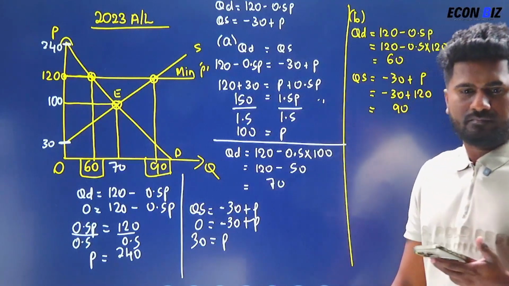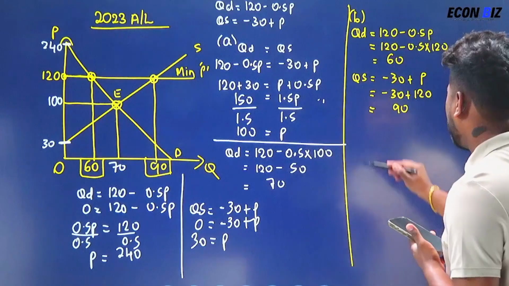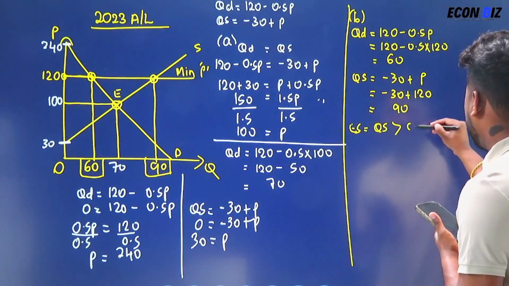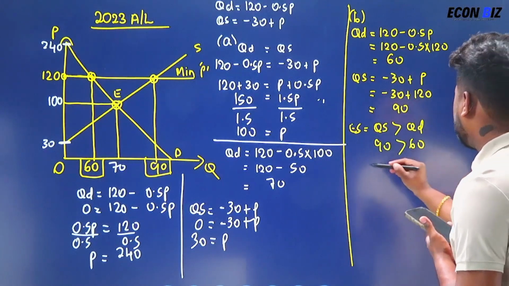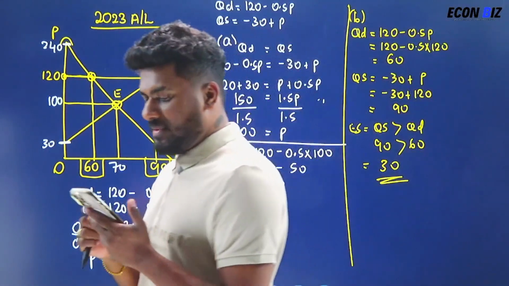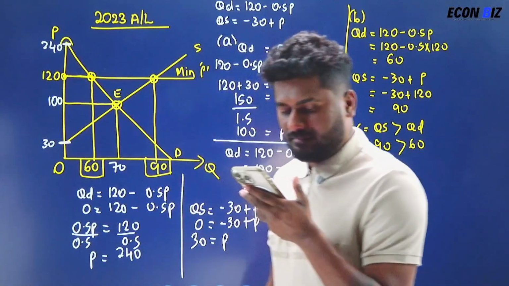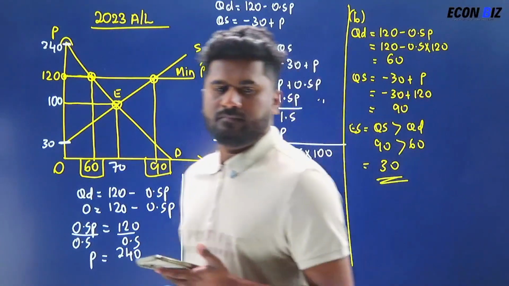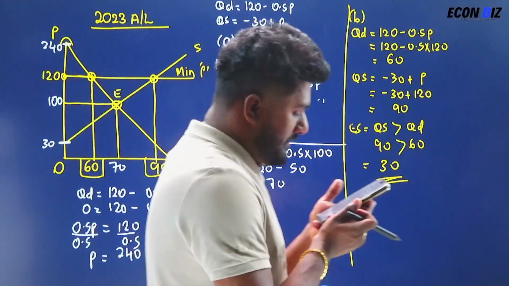Now the thing you have to understand is that excess supply is taken when the QS is greater than the QD. So your QS is 90, your QD is 60, so your excess supply is 30 million units. That is the part B answer.